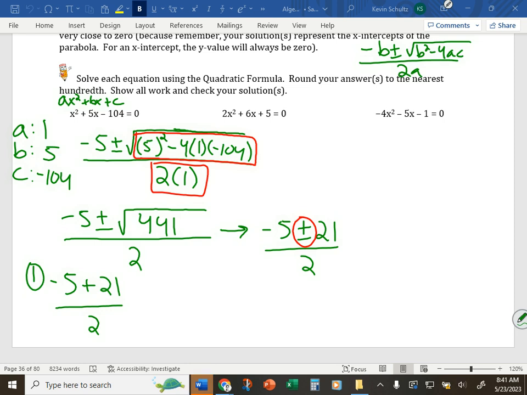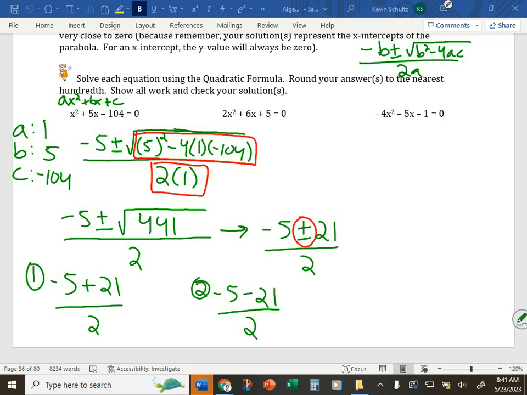And your second equation is negative 5 minus 21 divided by 2. So these two expressions are the same, only one of them's got a plus symbol, the other one's got a minus symbol. That's how we incorporate this plus minus here. Because remember, that symbol means plus or minus.